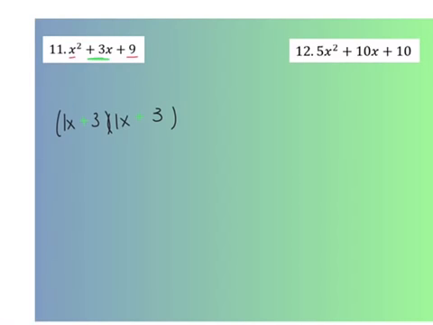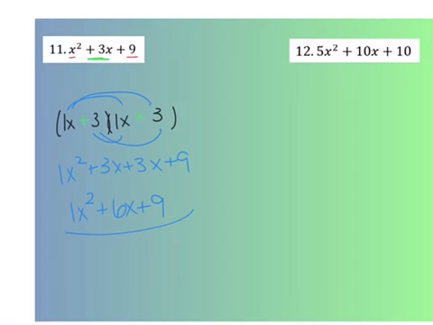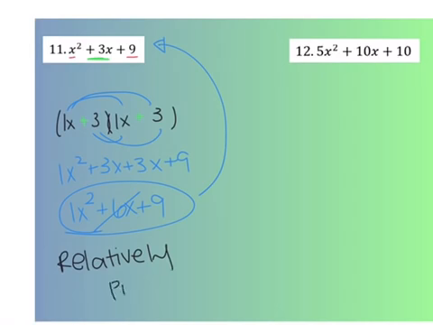If I go back through and I factor this out, or FOIL this out, I get 1x squared plus 3x plus 3x plus 9. So if I reduce that down, I get 1x squared plus 6x plus 9, which is not the same exact thing as what I started with. So in this situation, I can factor it, but it doesn't get me back to where I started from. So I know that this is going to be a relatively prime example. So I can write relatively prime and be done.